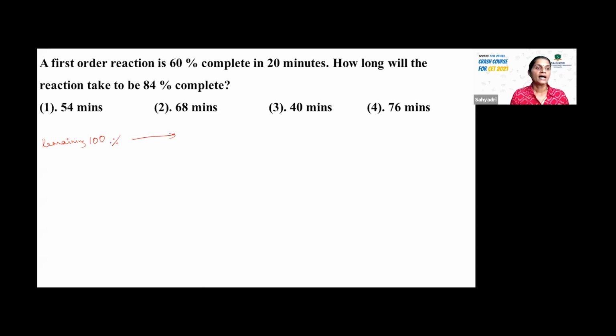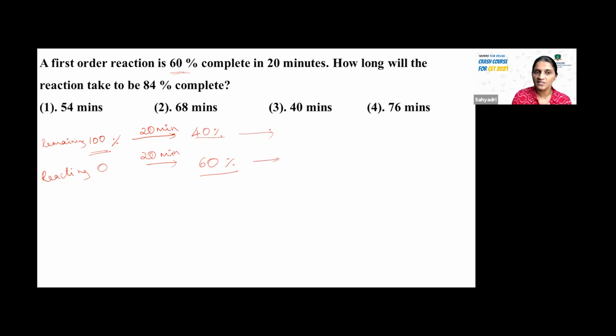Now I'm telling 100% reacting. How much is reacting? 60% is reacting. How much will remain? If 60% react, after 20 minutes, zero is reacting in the beginning. Okay, 0% is reacting. I'll write reacting here. So after 20 minutes, how much will be reacting? 60% will react. 100 minus 60 is 40%. 100% is initial, remaining. Reacting zero. When it is 100% remaining, 0% is reacting. When 60% is reacting, 40% is remaining. Are you getting?